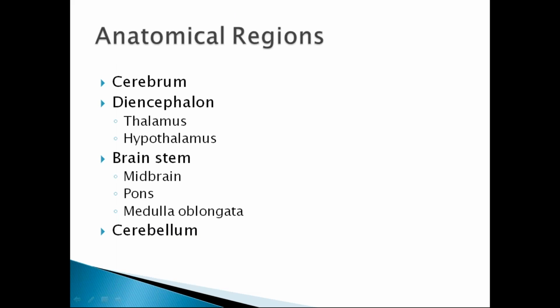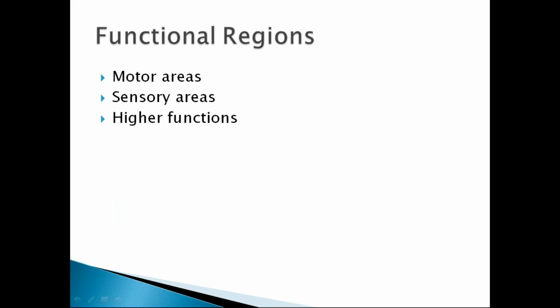So let's just first go over the divisions of the brain. There's the cerebrum, the diencephalon, which consists of the thalamus and the hypothalamus, the brainstem, which consists of the midbrain, pons, medulla oblongata, and the cerebellum. Now, these regions do different things. There are the motor areas, sensory areas, our senses, touch, smell, taste, and then there's higher functions like thinking.